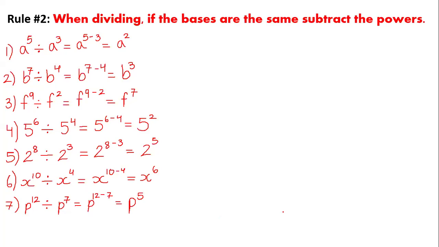Where is Wyatt? Wyatt, you understand this? Yes, sir. How did we get p to the power of 5? Because we take away the powers when they have the same base. Good.